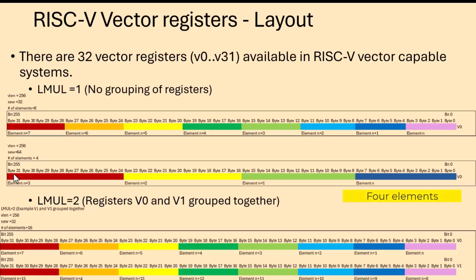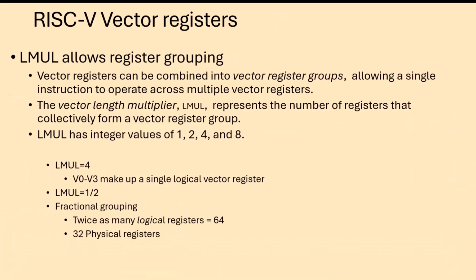The next layout shows 4 elements. However, these are 64 bits wide. Finally, two registers grouped together, using a setting known as LMUL, with the combined logical register holding 16 elements with each element being 32 bits in width. The LMUL value can have integer values of 1, 2, 4, and 8. Fractional grouping is also possible, such as an LMUL value of a half.